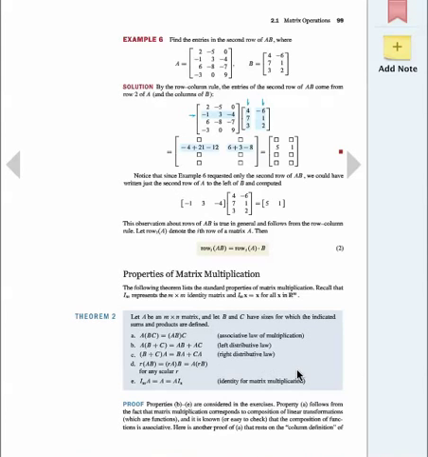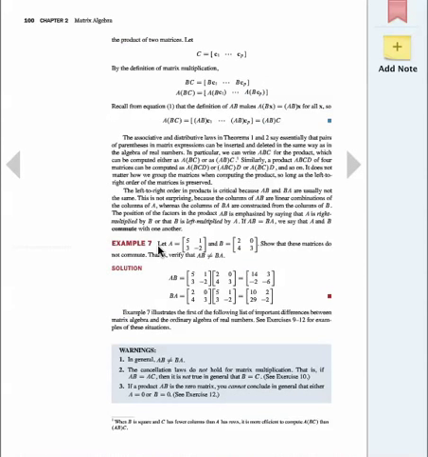Theorem 2 is more properties of matrix multiplication. This is important stuff. We have an associative law, distributive laws, and so on. Take a look at how the identity matrix works. This might be a hint for why it's called the identity matrix. And I would pay careful attention to example 7.